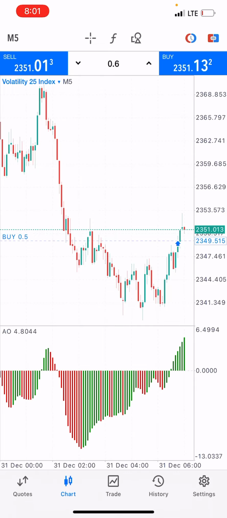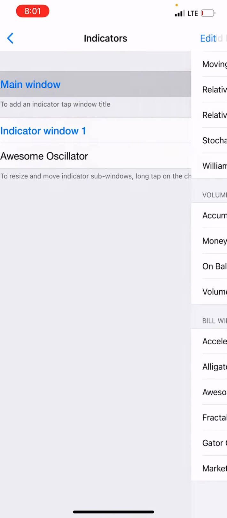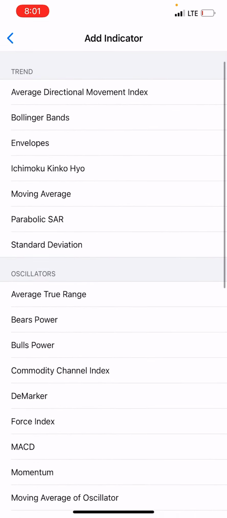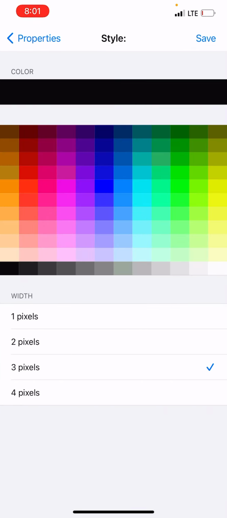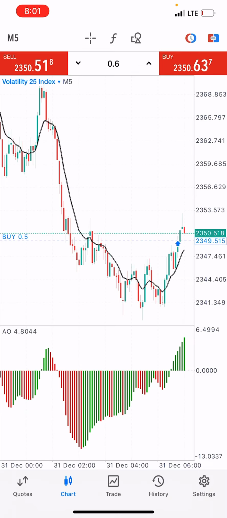Then the next indicator is a moving average. At the main window, you take the moving average, set it on period 10. The shift, put it on 0. The method exponential, apply to close. For the style, use black, 3 pixels. You click save, you click done.